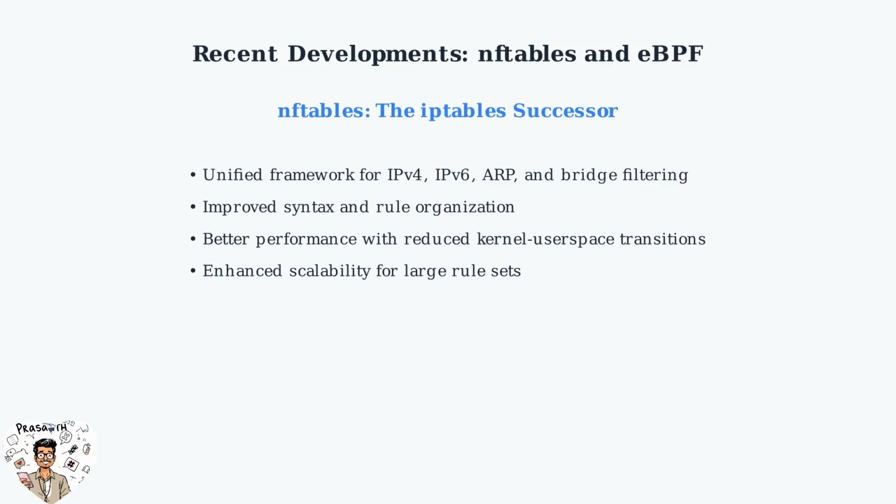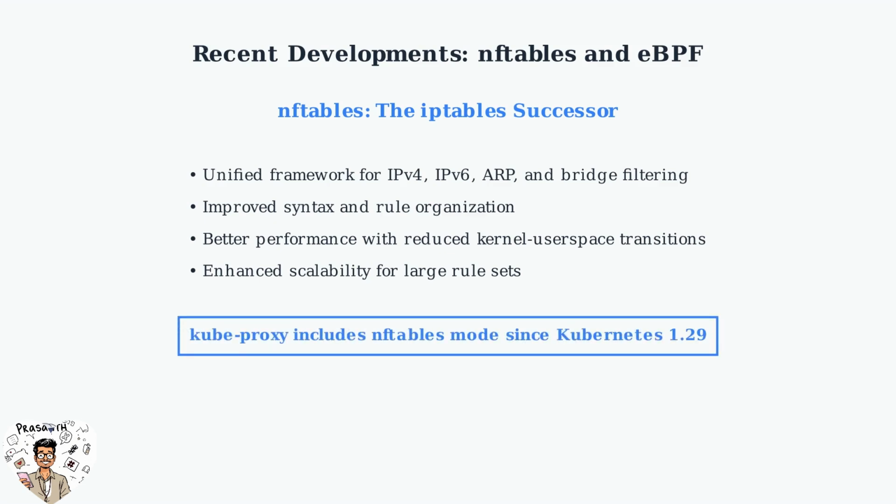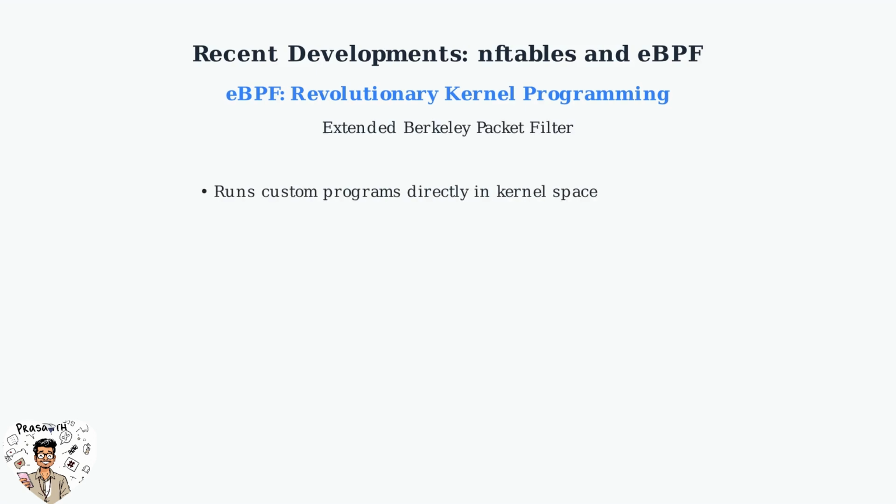Kubernetes has recognized these advantages, and kube-proxy now includes an nftables mode starting from Kubernetes version 1.29, providing an alternative to both iptables and IPVS modes. However, an even more revolutionary technology has emerged that promises to transform Kubernetes networking entirely: eBPF, or Extended Berkeley Packet Filter. eBPF represents a paradigm shift in how we approach kernel programming and networking.